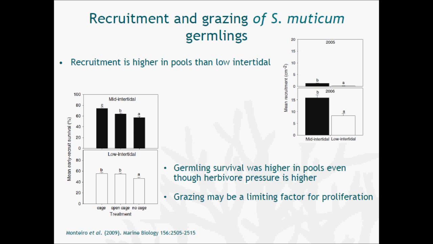This is low intertidal, this is mid-intertidal. You can see that the early recruitment survival, the survival of these small recruits, is higher in the mid-intertidal than in the low intertidal, even though the effect of the grazers is higher in the pools. So the grazing effect is higher in the pools, but even so, they survive more there. So they are quite adapted to this pool habitat.